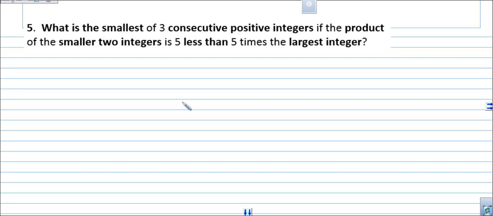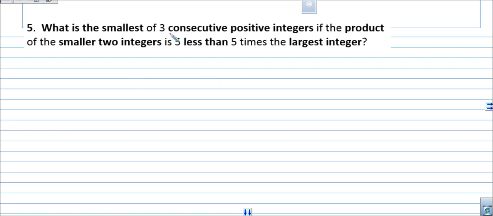Okay, welcome to Objective 2 in the Foundations Unit 7 Study Guide. We're looking at question number 5. It says, what is the smallest of three consecutive positive integers if the product of the smaller two integers is 5 less than 5 times the largest integer?